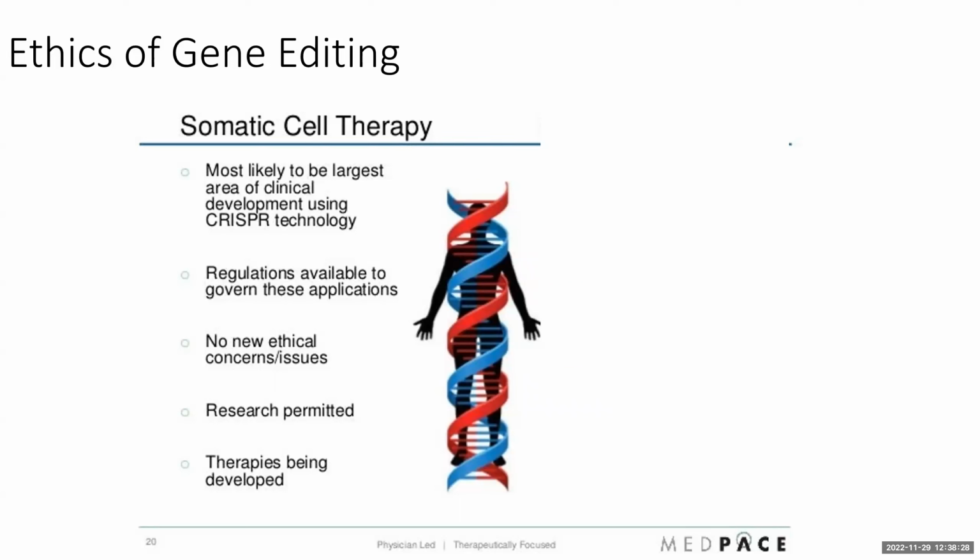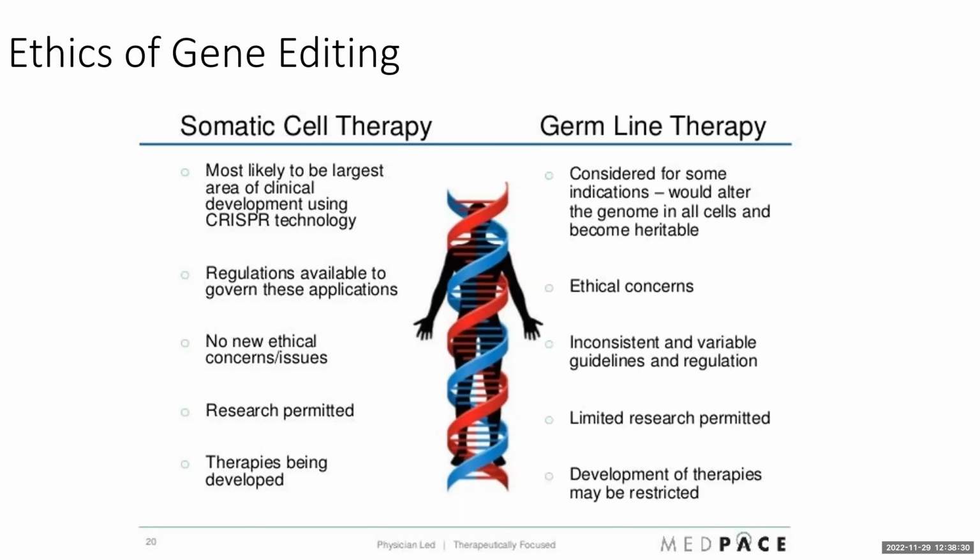But when you start getting into germline therapies, that's where there are more ethical concerns. For example, if you make changes to the germline, these changes would be passed from one individual to the next. There are very inconsistent guidelines about what is and is not allowed, and there's very limited research on how this is going to work out.